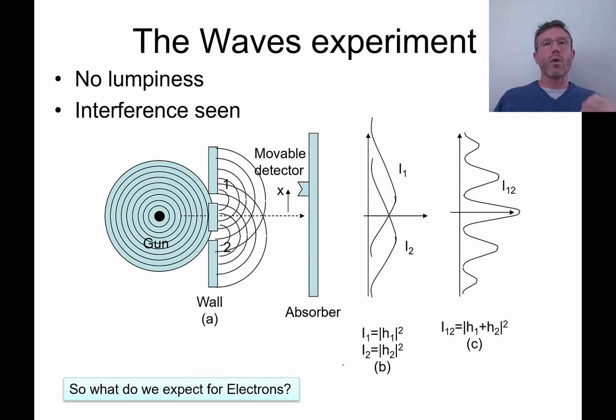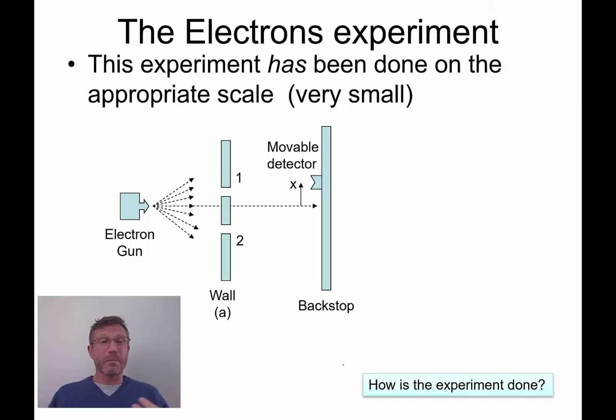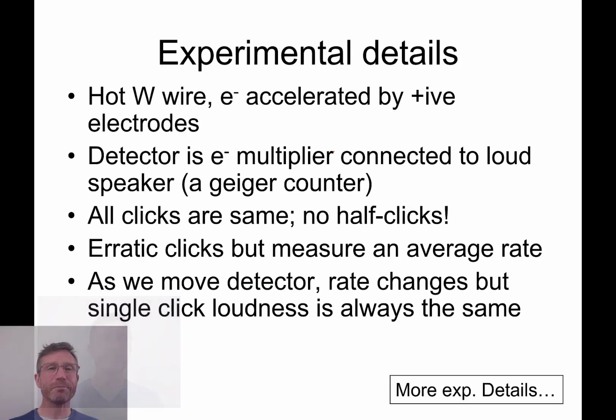Now we're going to ask ourselves, what happens with electrons? And first of all, let's think about how this electrons experiment actually runs. Instead of what we have in here, we have an electron gun. We have a wall with slits in it that stops those electrons moving through unless there's a slit there. And we're going to have some kind of Geiger counter type detector in here. So let's look at those experimental details.